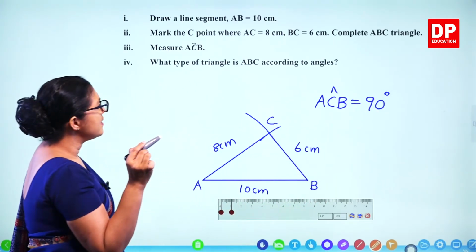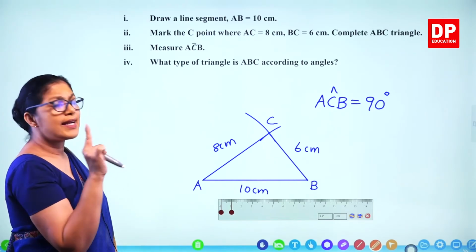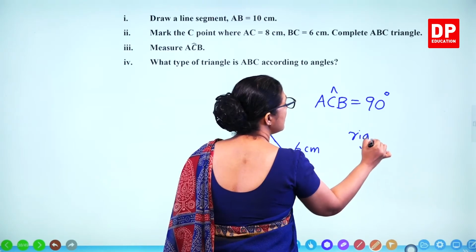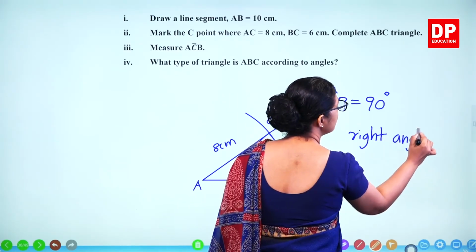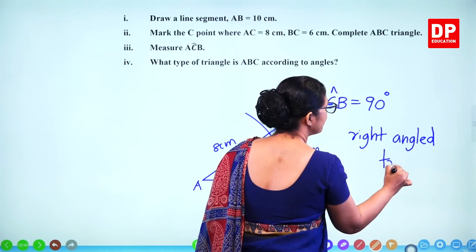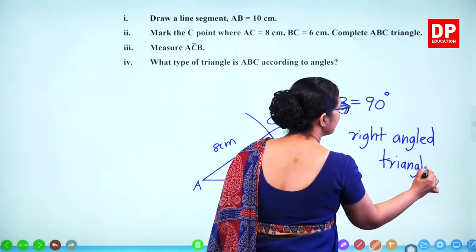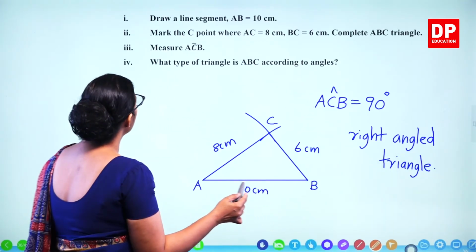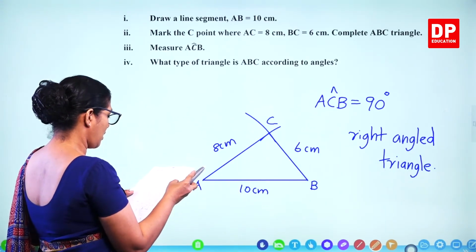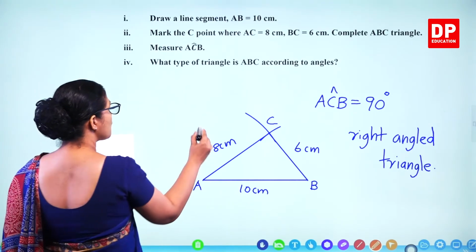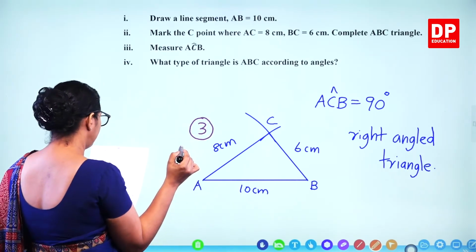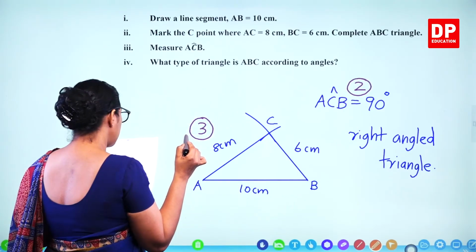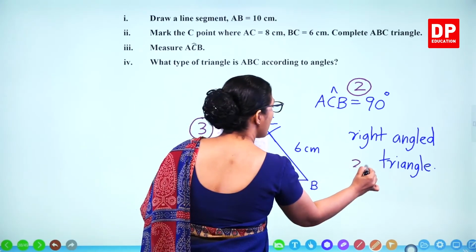What type of triangle is ABC according to angles? One angle is 90, so we call that a right angled triangle. So how many marks? You get 3 marks for construction, and 2 marks for finding this 90-degree angle, and 2 marks for right angle triangle.